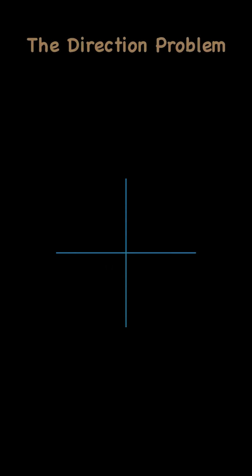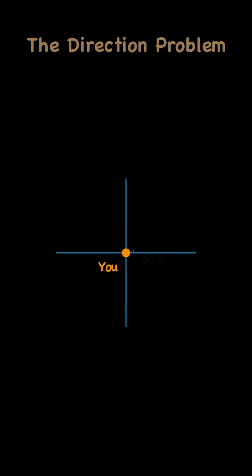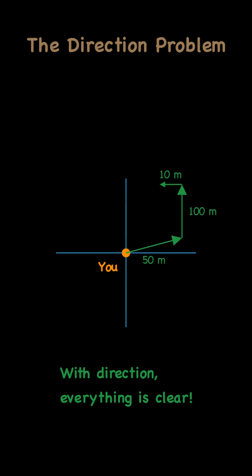If you ask someone for directions and they said, walk 50 meters, then walk 100 meters, then 10 meters, then 5 meters, how would you react? Probably, 50 meters? Which way? Do I turn after the first 50 meters? Those numbers only tell you distance, not direction. But when we add arrows showing direction, suddenly everything makes sense. That is exactly what vectors give us, both a size and a direction.